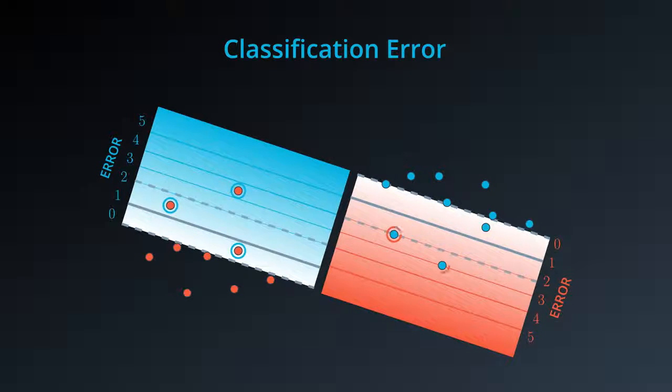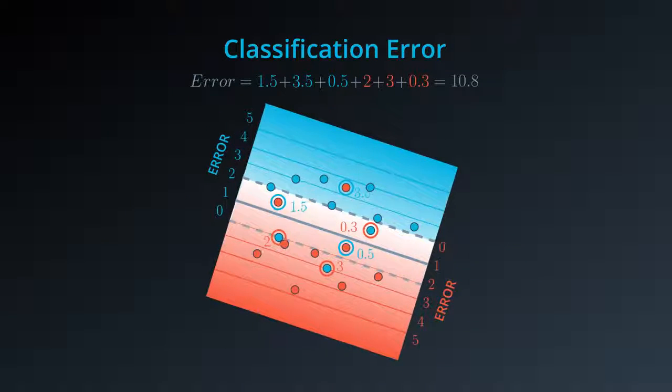And there are 3 blue points that give us an error. These errors are given by the value on the side, so it's 3.5 here, 1.5 here, and 0.5 here. And the errors on the right are 2, 3, and 0.3. So what we do is we just add these values and obtain the error. So the error here would be 10.8. And in a nutshell, that is the classification error for support vector machines.